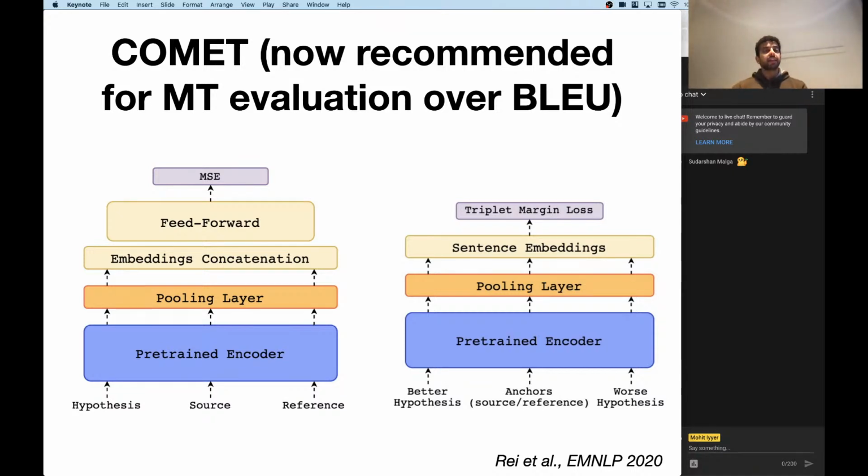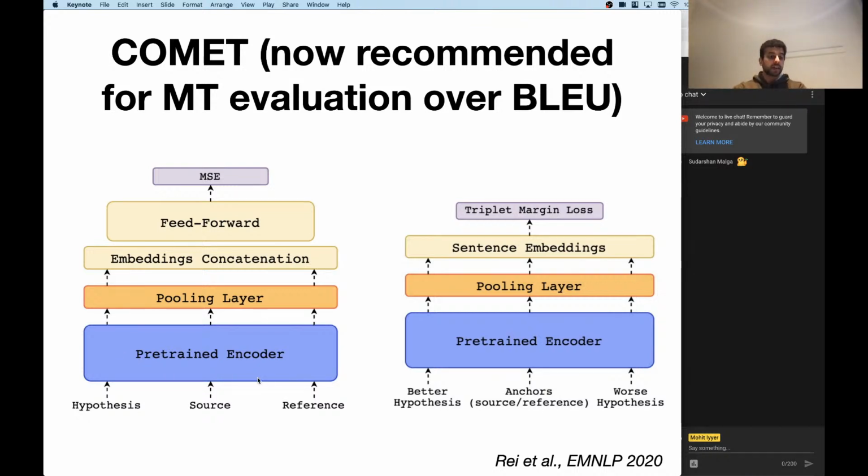We haven't yet talked about multilingual language models, but if you imagine this kind of input, your hypothesis and your reference are going to be in a different language than your source. So I can't just use BERT for this task, right? Because BERT is trained primarily on English text. I need whatever this encoder is to be multilingual. So it should be able to handle multiple different languages, potentially in the same input. So in COMET, they use a multilingual language model called XLM to perform this encoder step.